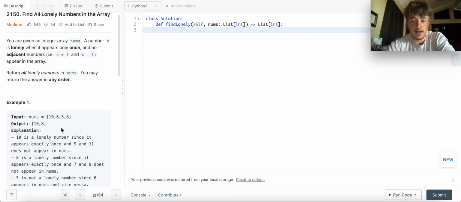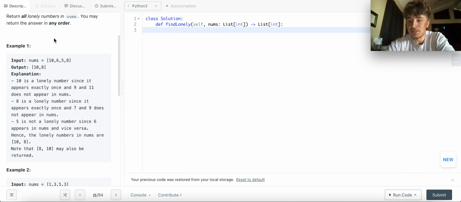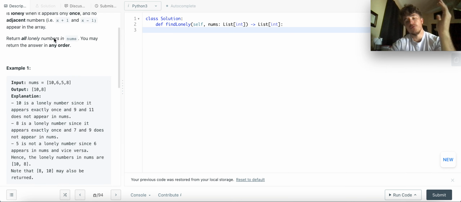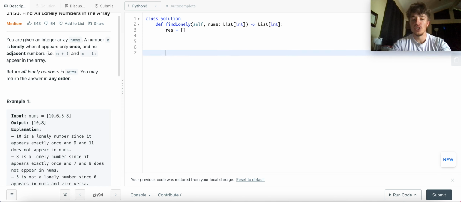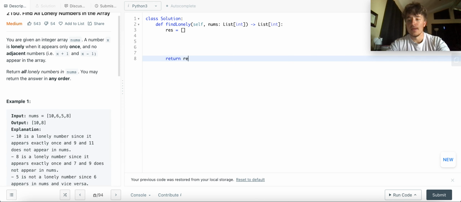So I guess the best way to go about this is to think about what the brute force solution would look like. If you never studied data structures and algorithms, but you could program, what would you probably do to solve this problem? Well, we just want numbers that are lonely. So we want to look at all the numbers and find the ones that are lonely. So maybe we create this res array, and it is going to contain all of the solutions, all the lonely numbers.